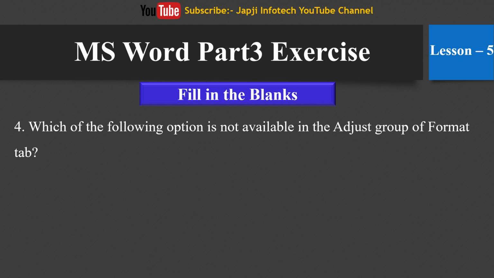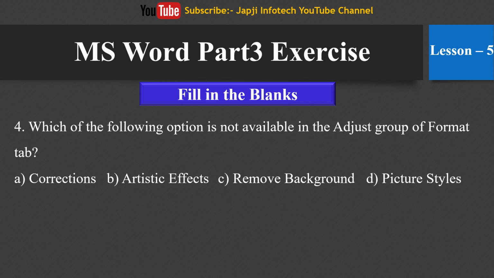And the fourth one is, which of the following option is not available in the adjust group of Format tab? And their options are correction, artistic effect, remove background and the last one is picture style. So the right answer is, the picture style option is not available in the adjust group of Format tab.